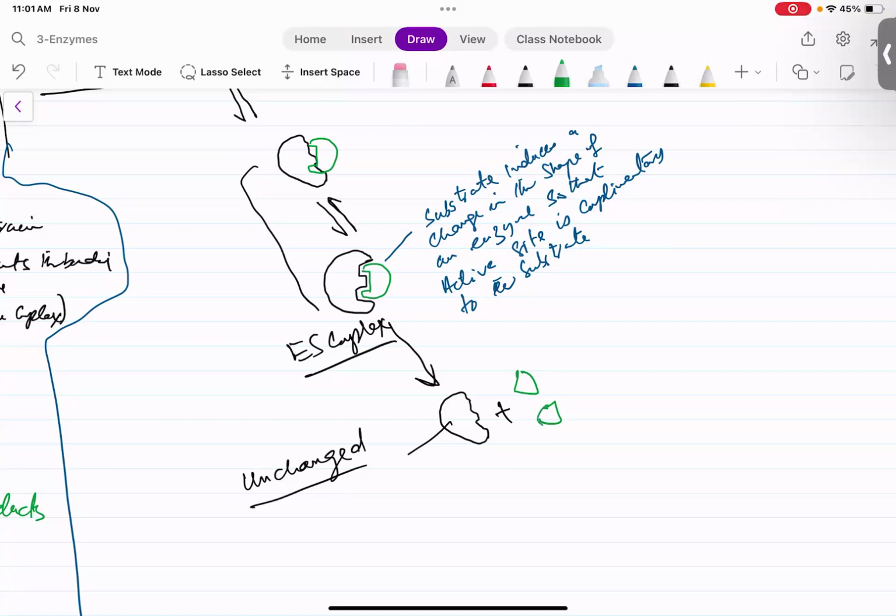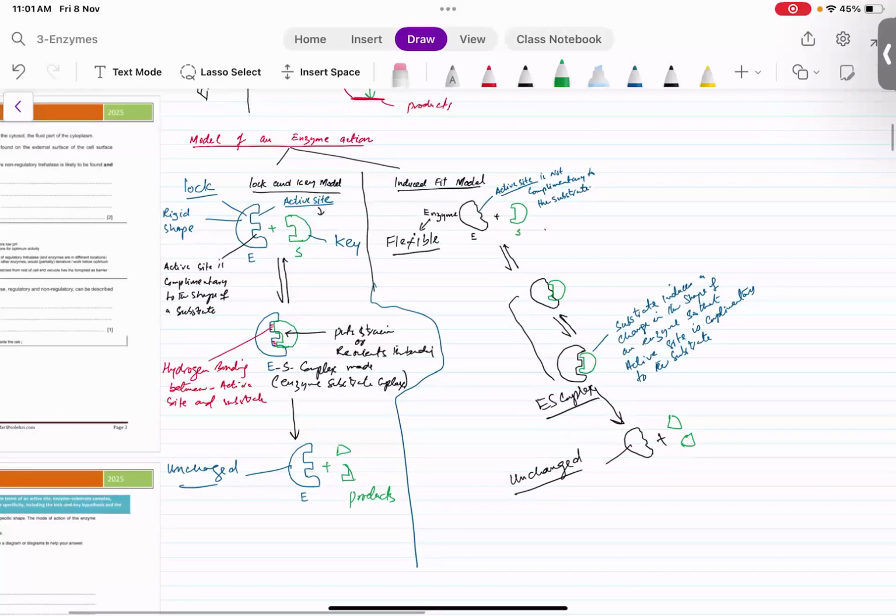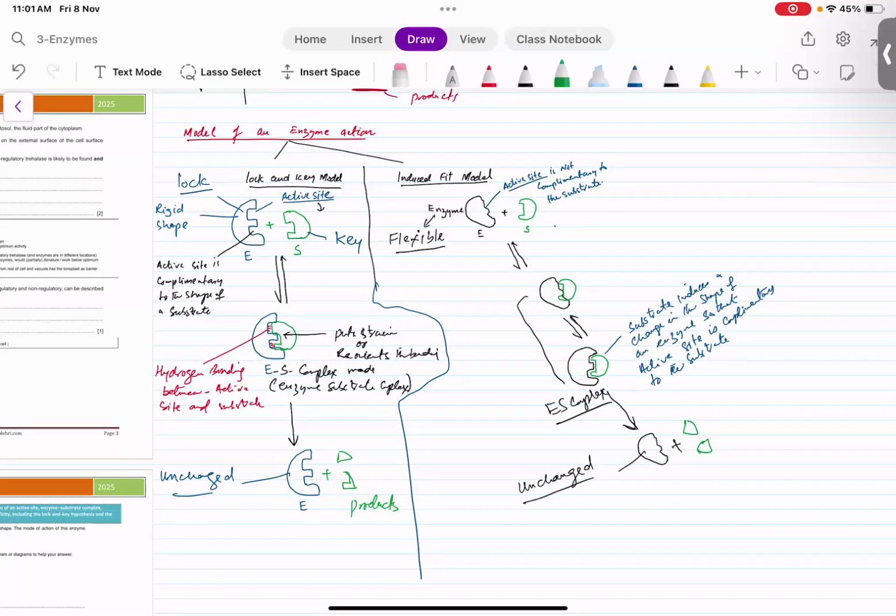So that's how the induced fit model differs from the lock and key model. Some enzymes follow the induced fit model, and some enzymes follow the lock and key model. Enzymes which have a fixed shape of the substrate follow the lock and key model, but the enzymes which have slight deviations in the substrate molecules follow the induced fit model.